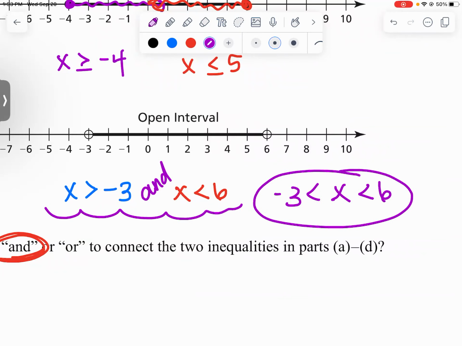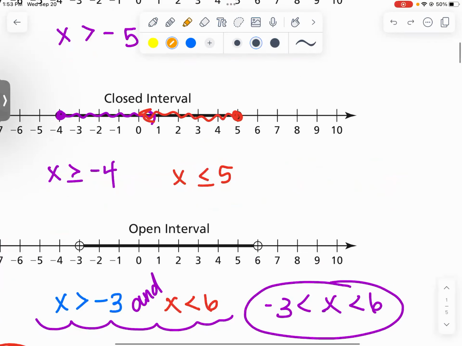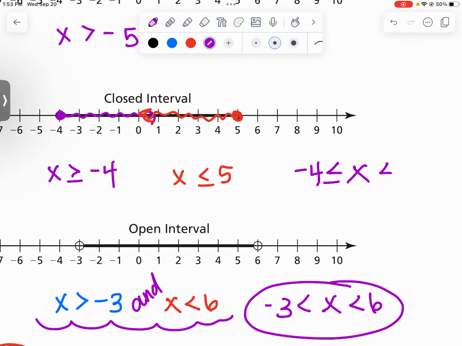So like here, I have X is greater than -3 and X is less than 6. So it's like both of them together. Okay. So like over here, I could say, all right, well, X is greater than or equal to -4, but less than or equal to 5. You don't like that?